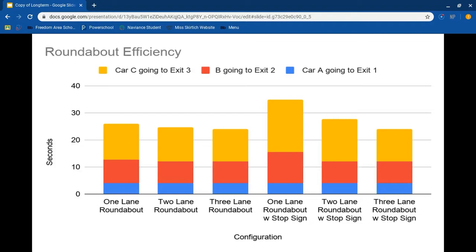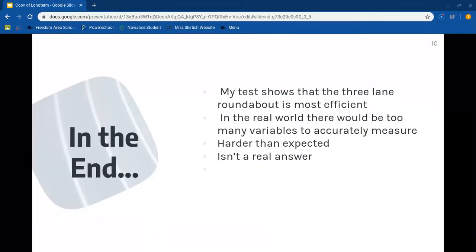So here's my graph. As you can see by the graph, the 1-lane roundabout with a stop sign takes the longest, which makes sense because you're adding on 3 seconds anyways at the stop sign. And what I found was basically it doesn't matter if there's a stop sign or not for the 3-lane because each car is going at the same time. In the end, my test shows that the 3-lane roundabout is the most efficient. It doesn't matter if there's a stop sign or not because each car is still going at their own time.